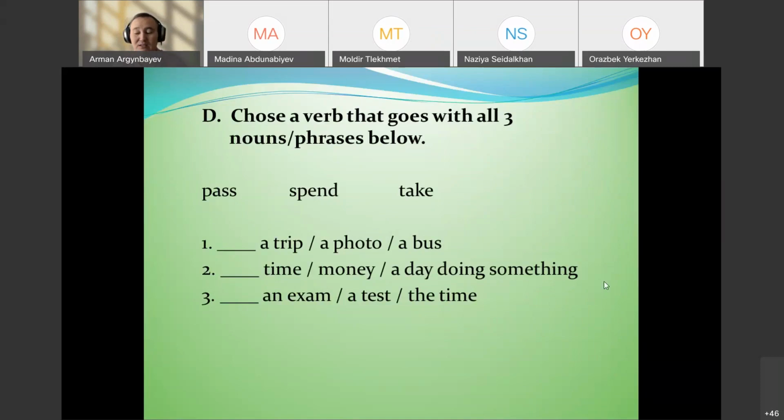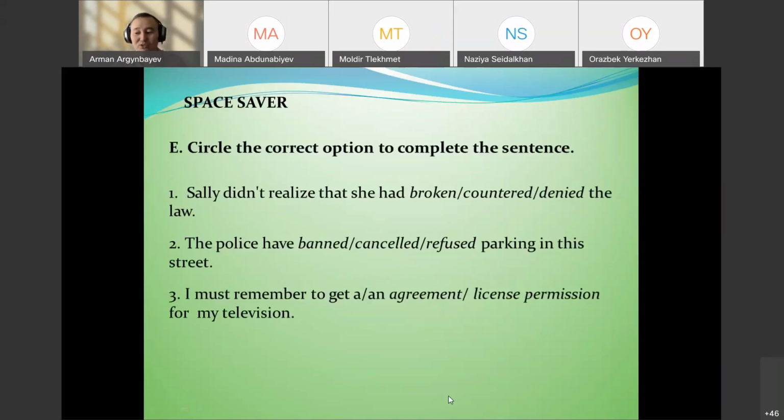Saver is another technique. It's also multiple choice, but we save space. We don't write answers below it. We just put them next to each other, and we use italics, and we use slash. Yeah. So this technique is also possible. Of course, yeah.